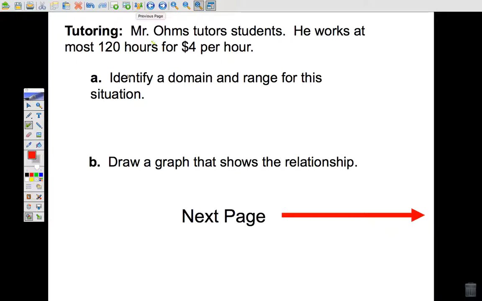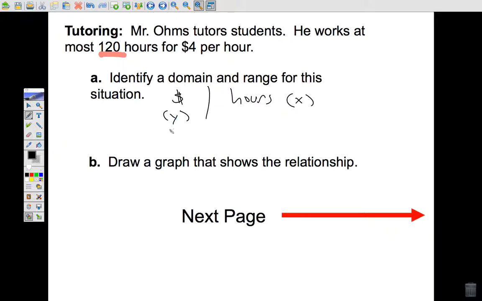This one says, and this kind of brings a lot of this all together. Mr. Ohms tutors students. He works at most 120 hours for $4 per hour. So identify a domain and range for the situation. So we have money that he's going to earn, and we have hours. If you remember what we talked about, any measurement of time is usually going to be the independent variable, which goes on the x-axis. The money in this case, how much you earn, is completely dependent on the hours you work. So that would be the dependent variable on the y-axis, okay?